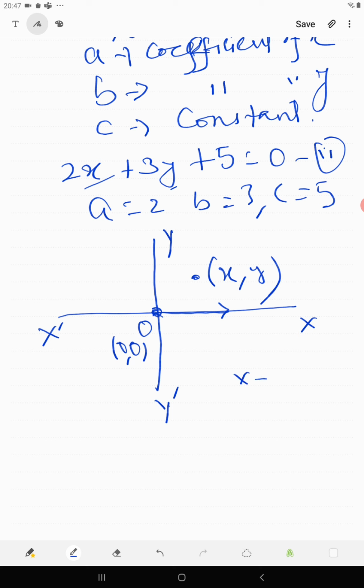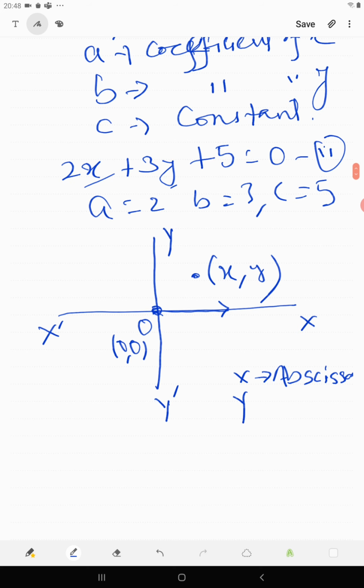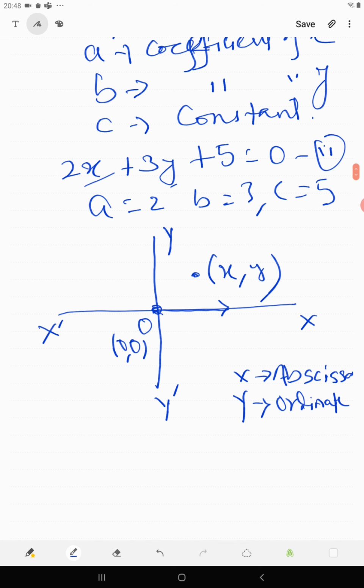So the x coordinate is also known as abscissa, A B S C I double S A. So the x coordinate is also known as abscissa, and the y coordinate is known as ordinate.